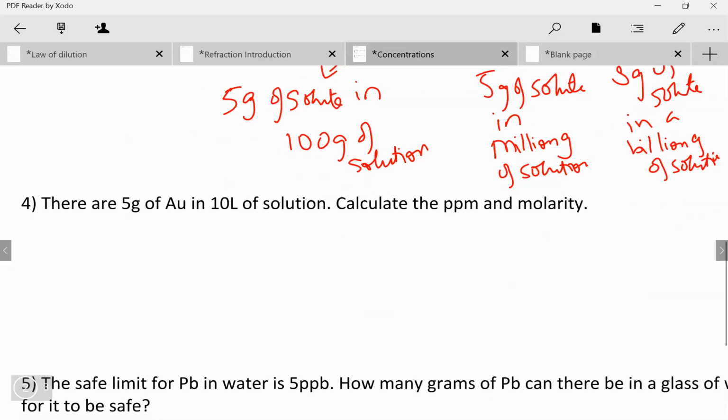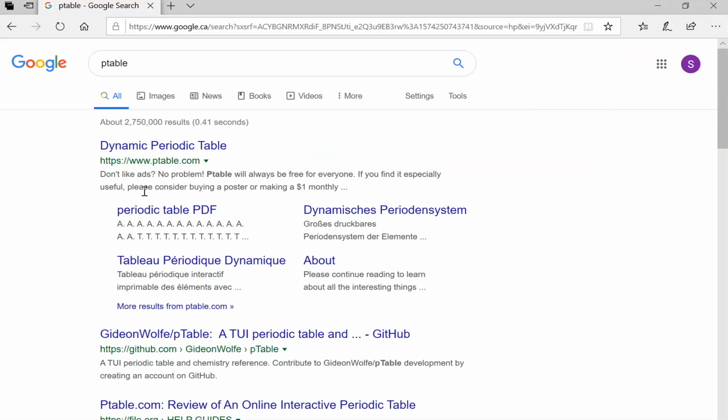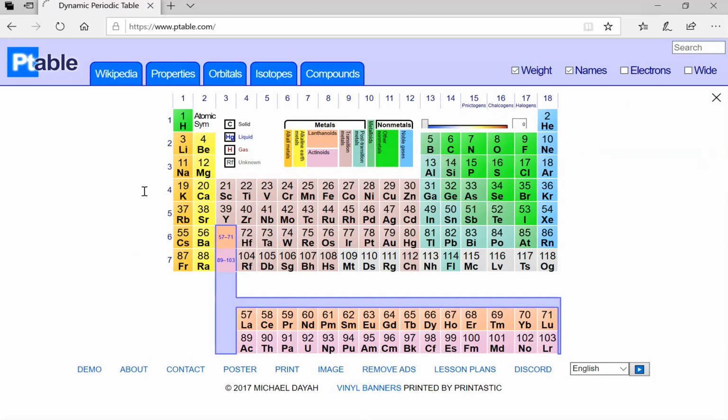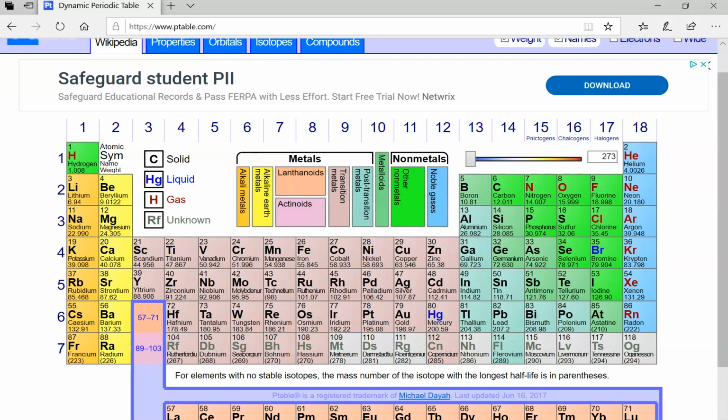So there's 5 grams of Au, which is gold, in 10 liters of solution. Calculate ppm and molarity. Oh, I need a periodic table for this. Let's go to the periodic table. Okay, I needed the 196.17, so we'll remember that.